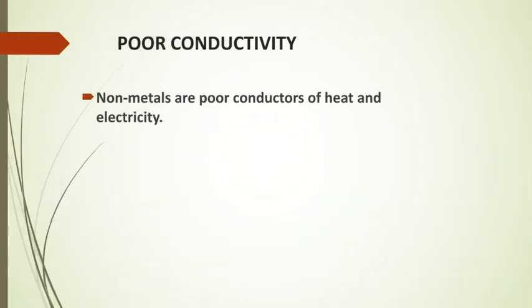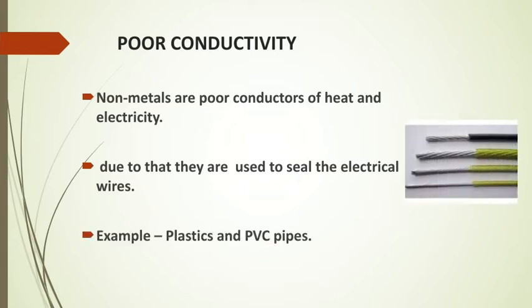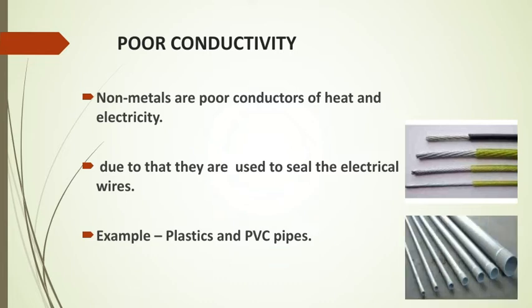Non-metals are poor conductors of electricity. Due to that, they are used to seal the electrical wires. For example, plastics and PVC pipes are used to seal the electrical wires. So in our houses and all, the electrical wires which we are using in electrical circuits are sealed by or covered by plastics, as well as they are passing inside the PVC pipes.